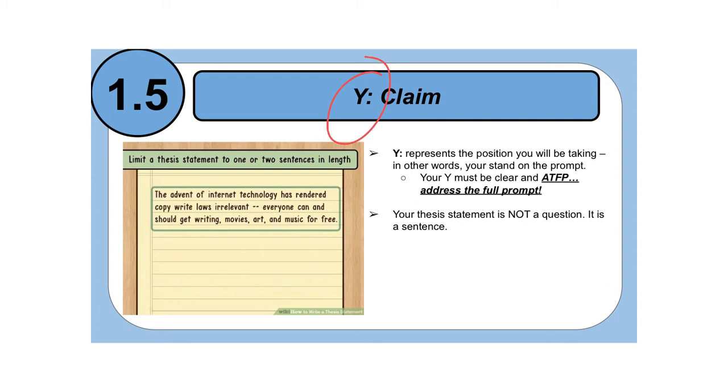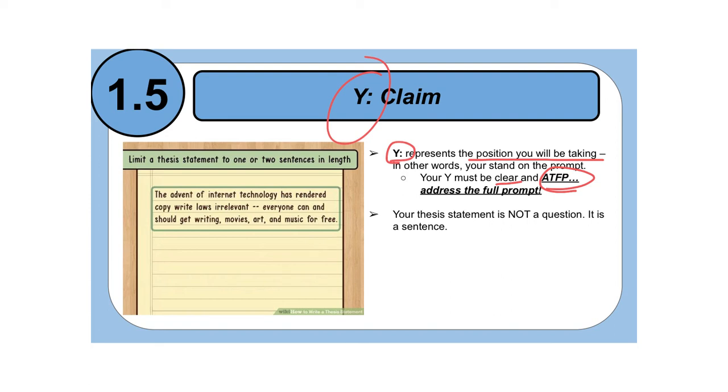So this is the last sentence in the formula, and it represents the position that you will be taking. In other words, the stand that you have on the prompt that has been provided for you. Your why must be clear, and it must ATFP, which means address the full prompt. Okay, so whatever question has been presented to you from the IB or from your instructor, the first thing you need to do when you type out your why sentence is ask, does that sentence answer that question? If the answer is no, then this claim is weak, and you need to either rework it or figure something else out.